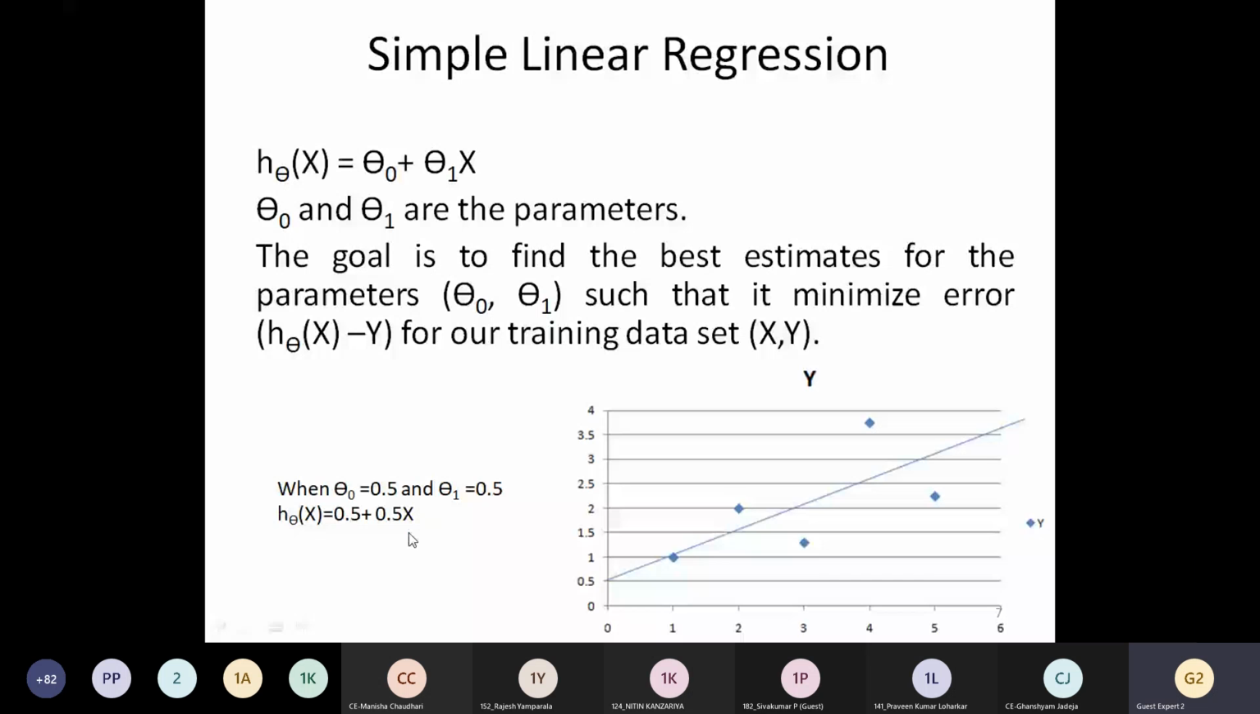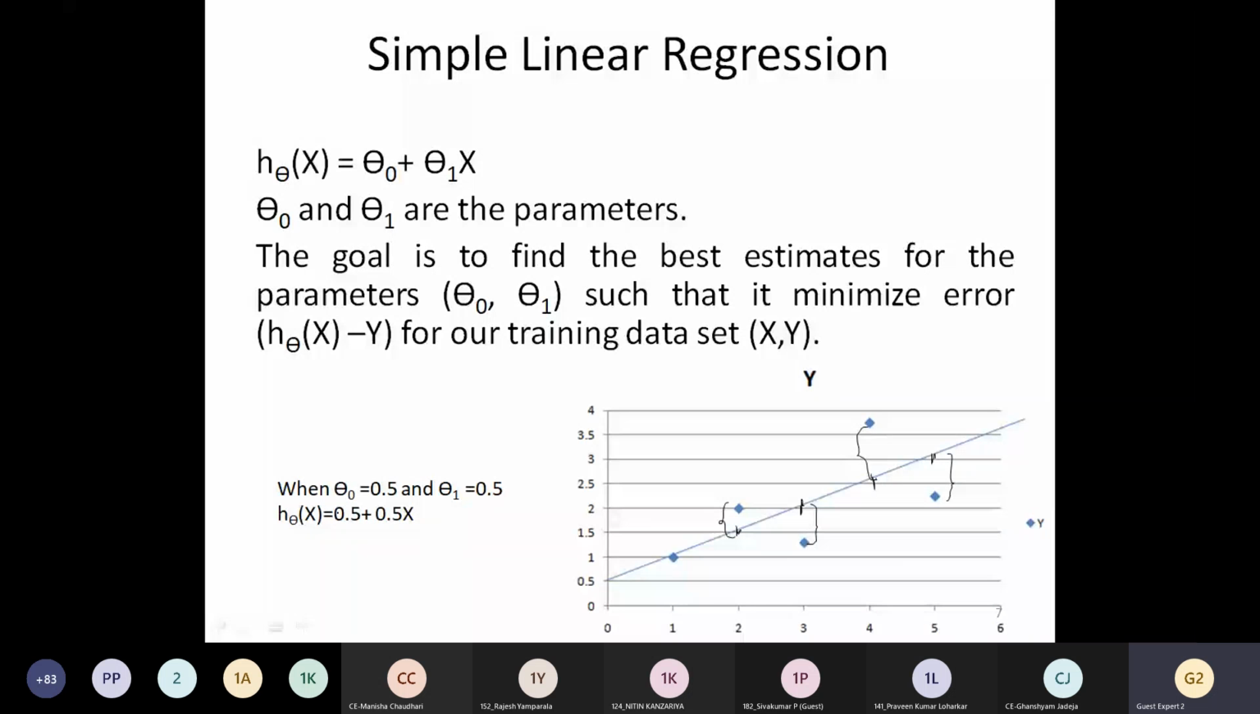Same way, if I put 2, for 2 this is my predicted value, and this difference is the error. For 3, this is the predicted value, and this difference is the error. For 4, this is the predicted value, this is the actual value, so this is the error. Same way for 5, this is the predicted value and this is the error. Okay, so this is the example only.